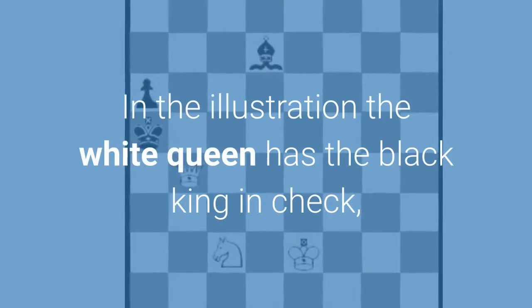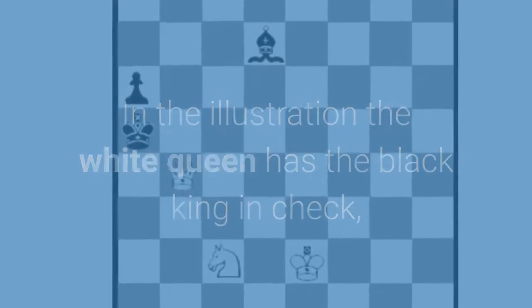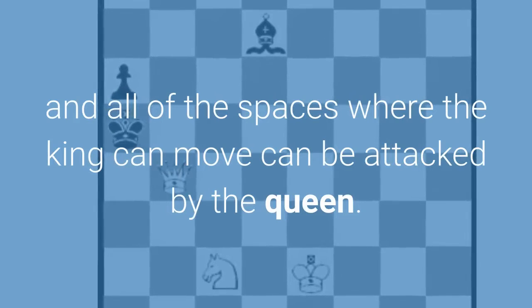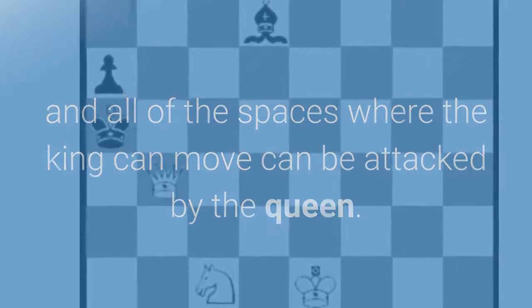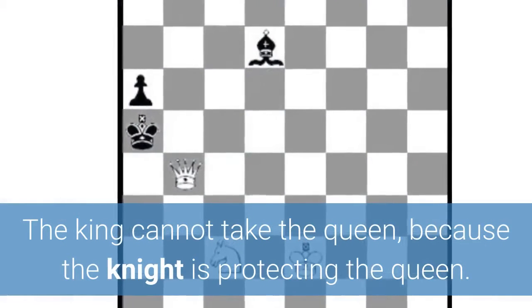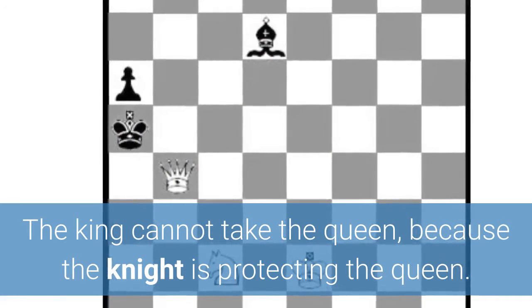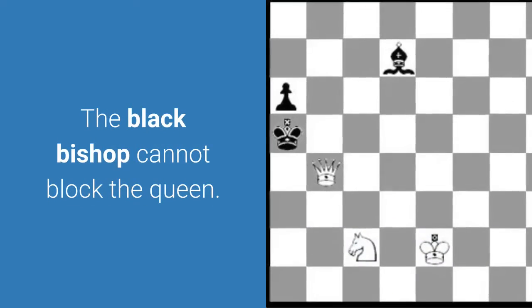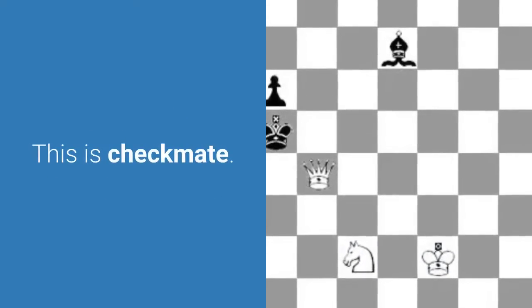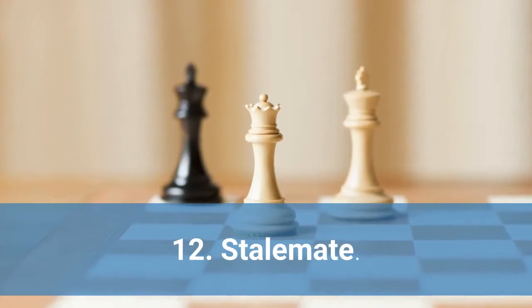In the illustration, the white queen has the black king in check, and all of the spaces where the king can move can be attacked by the queen. The king cannot take the queen, because the knight is protecting the queen. The black bishop cannot block the queen. This is checkmate.